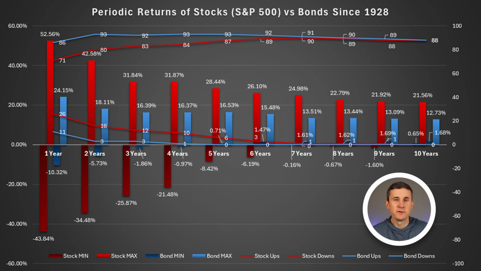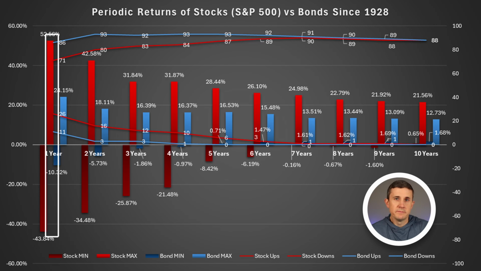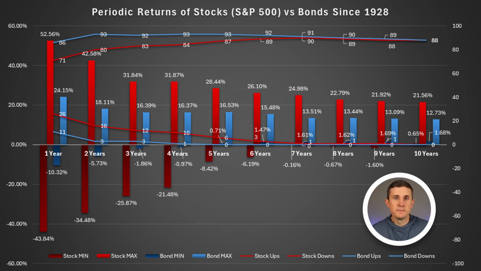So for example, the very first column to the left illustrates the minimum and maximum values of all the 1 year periods going all the way back to 1928. In this case, the highest period for stocks was 52.56%, while the best year for bonds was 24.15%. Naturally, the longer each period is, the smaller the range of outcomes from min to max, because it's averaging that data over a longer period of time. The lines going across the top half of the chart illustrate the number of periods that ended above zero, or gained value, versus the number that lost value. The top lines are the number of periods that gained value, while the lines on the bottom are the losers.